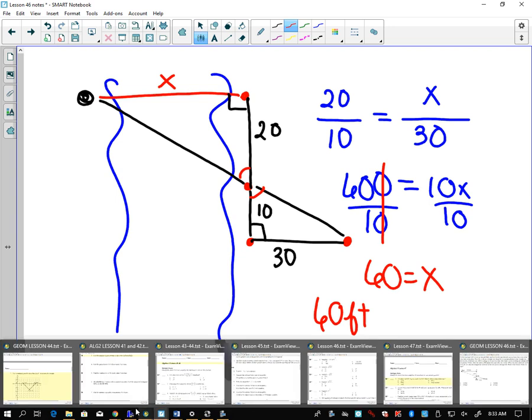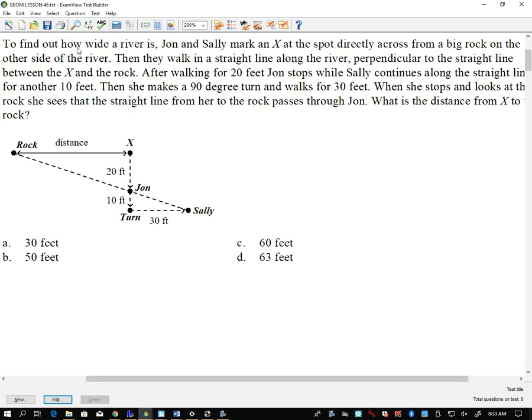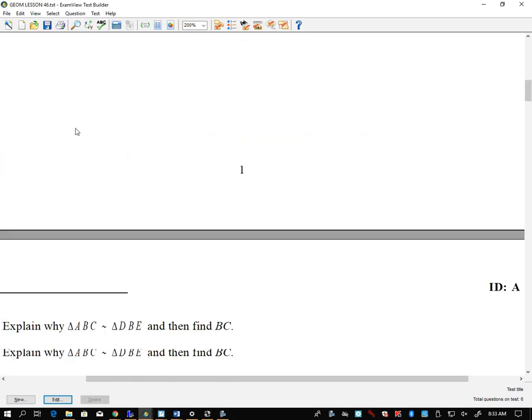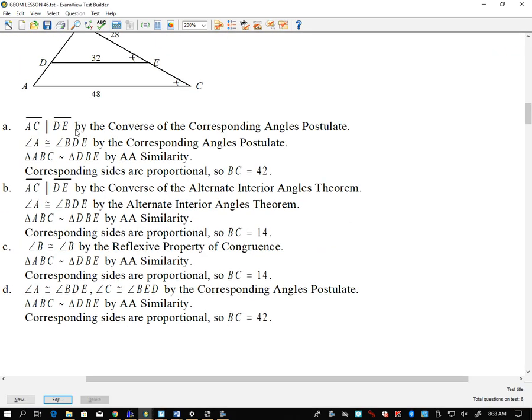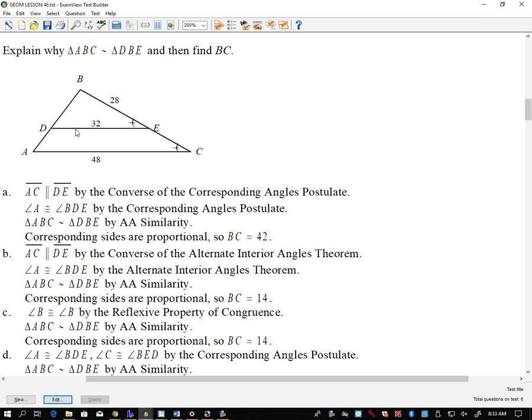Let's see, do we want to look at one more of these, or do you want to do a problem from your homework? One more from here. Let's see. This says explain why these are similar.